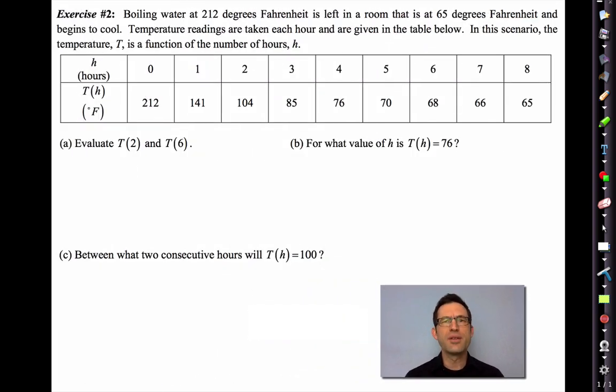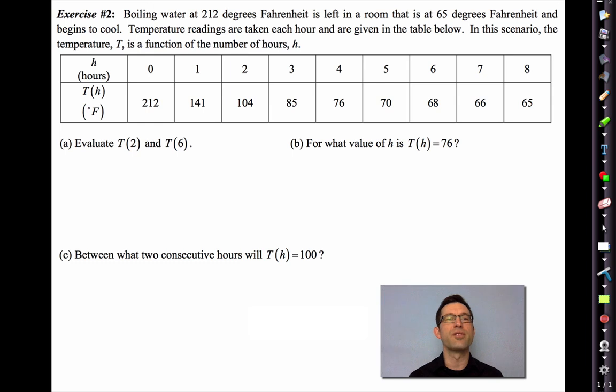Let's deal with a table that's a function given in table form. Remember, functions come in 3 primary forms: equations, graphs, and tables. I love tables. Here we've got boiling water at 212 degrees Fahrenheit left in a room at 65 degrees Fahrenheit, and it begins to cool. Temperature readings are taken each hour and are given in the table below.